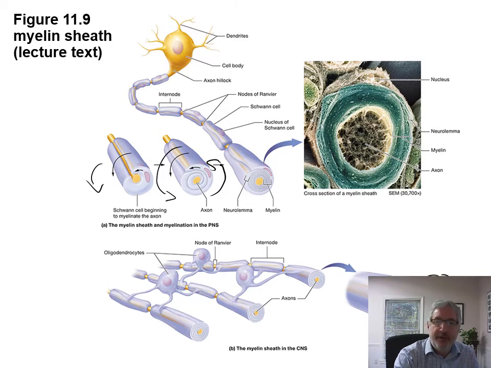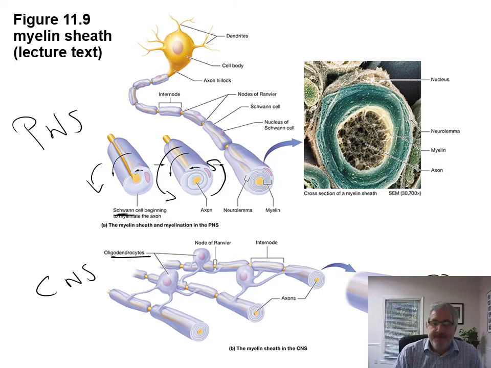And this shows the difference between the peripheral nervous system and the central nervous system. This is the PNS up here, and this is the CNS down here, because you have an oligodendrocyte down here, and you have a Schwann cell up here. On the bottom, you have oligodendrocytes. Oligodendrocytes can myelinate multiple axons in the central nervous system. Next slide.